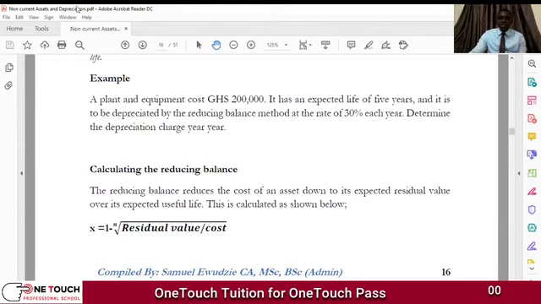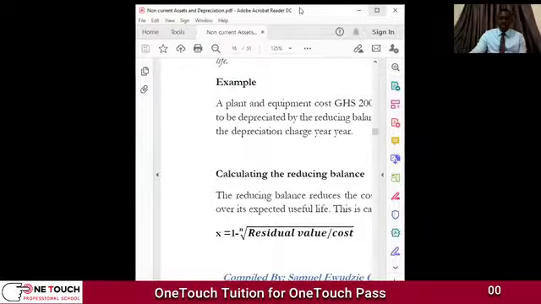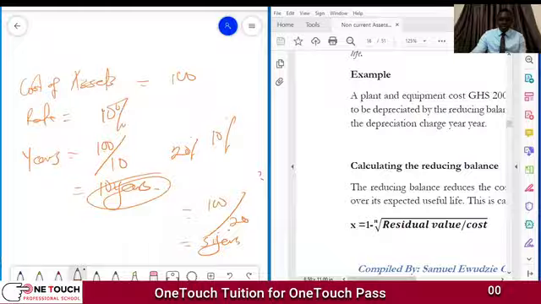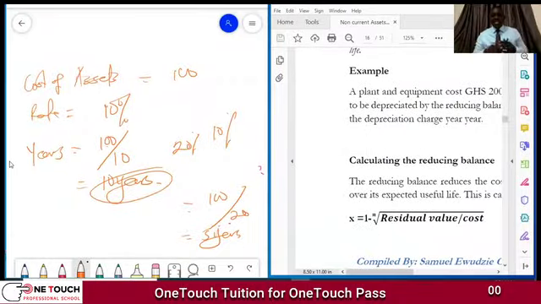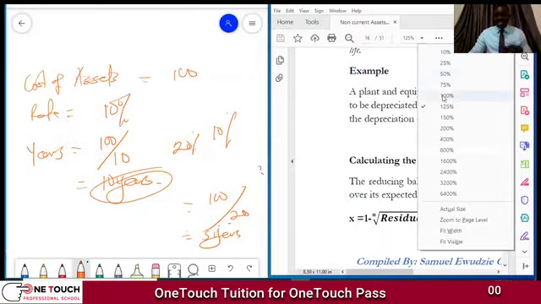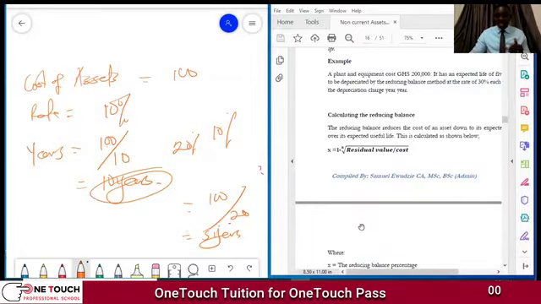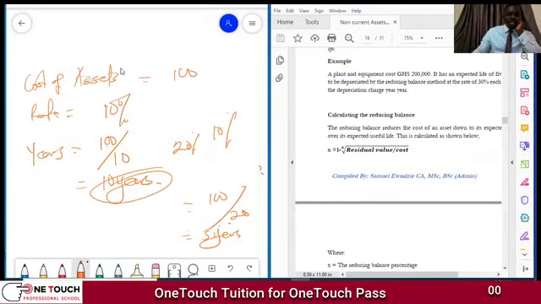Okay, so let's see. As the name suggests, reducing. So the depreciation charge is high the very first year, then going forward, it reduces. Good. So let's see how it works.